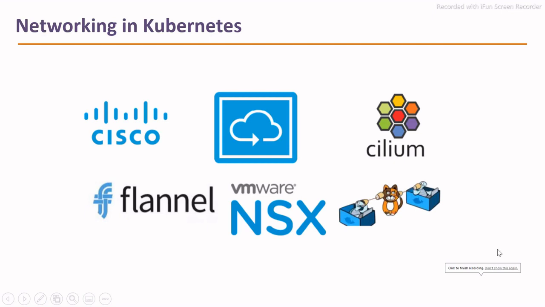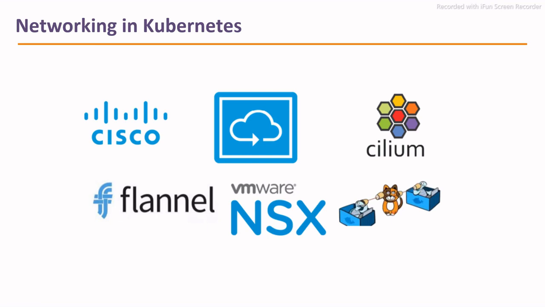So the next topic is networking in Kubernetes. All the containers or pods in the Kubernetes cluster must be able to communicate with each other without having to configure NAT, and all nodes must be able to communicate with the containers, and all containers must be able to communicate with the nodes in the cluster.